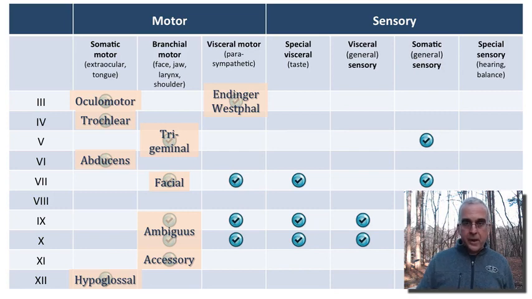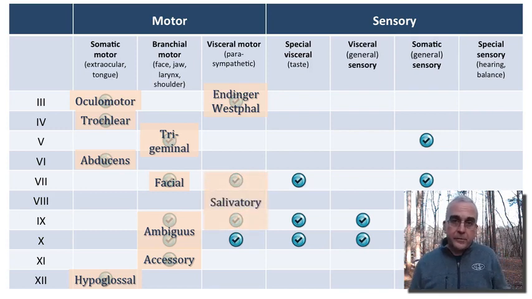The next place where we have parasympathetic outflow is associated with nerves 7 and 9. And that outflow comes from a set of nuclei that we call the salivatory nuclei. Now we could subdivide them into a superior and an inferior group, but to keep this 4x4 scheme going, we'll just collectively consider them the salivatory nuclei.